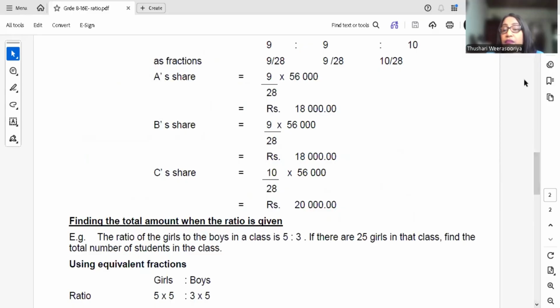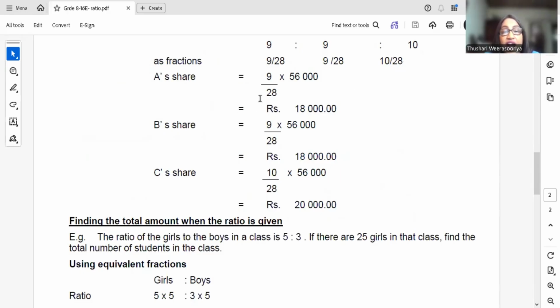Right. Now, once you multiply, you get the ratio 9 is to 9 is to 10. Now, what are the fractions? You add all. The 9, 9 and 10, that is 28. Out of 28, A is getting 9 over 28. B is getting 9 over 28. C is getting 10 over 28.